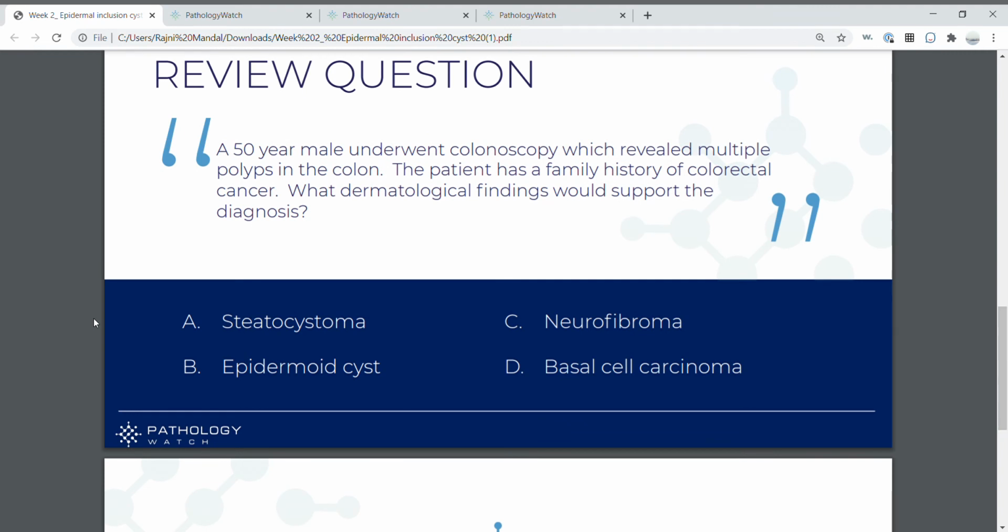A 50-year-old male underwent colonoscopy which revealed multiple polyps in the colon. The patient has a family history of colorectal cancer. What dermatological findings would support the diagnosis? A. Steatocystoma, B. Epidermoid cyst, C. Neurofibroma, or D. Basal cell carcinoma? The answer is B. Epidermoid cyst, and the description is that of Gardner syndrome.